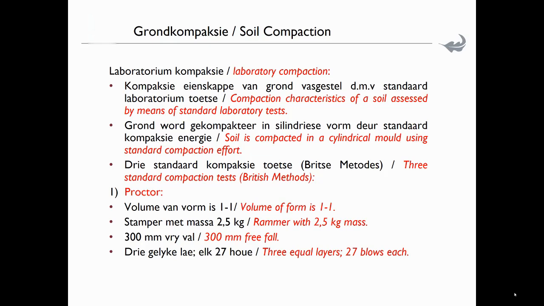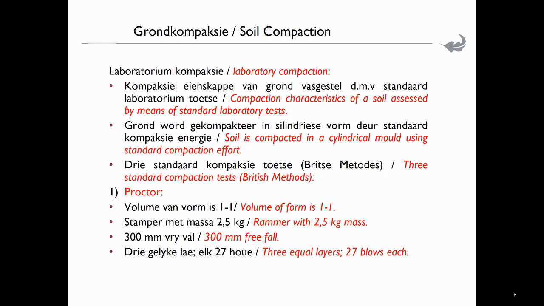In the Proctor test, the volume of the mold is 1 liter. It has a rammer with 2.5 kilograms of mass, and you lift up the hammer and let it free fall 300 millimeters. And you build up 3 equal layers, of which there are 27 blows in each.